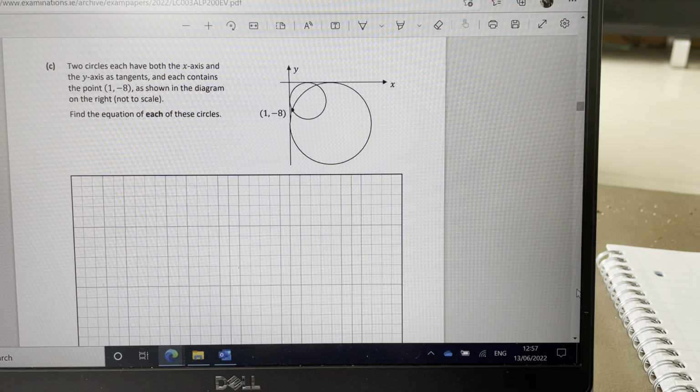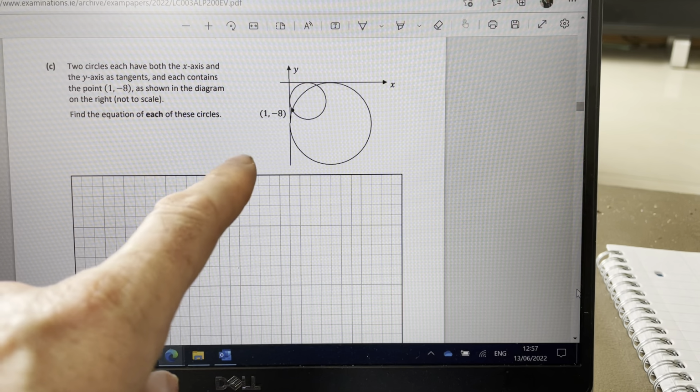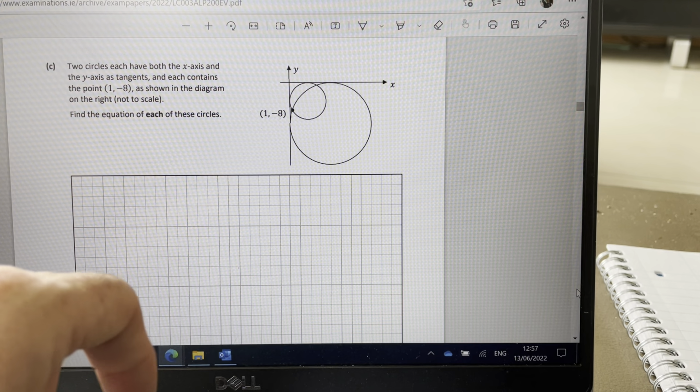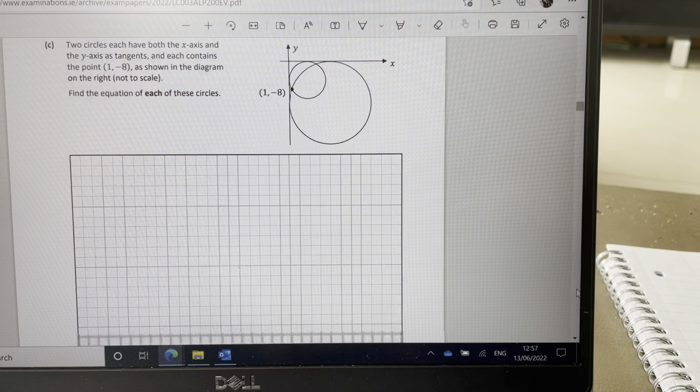Circles there contain the point. Find the equation of each of these circles. I did a similar one of those over the weekend actually. In fact, it's very similar to that. So that's reasonably okay, but it does take a little bit of working out, and I'll work that out later on in the next video.